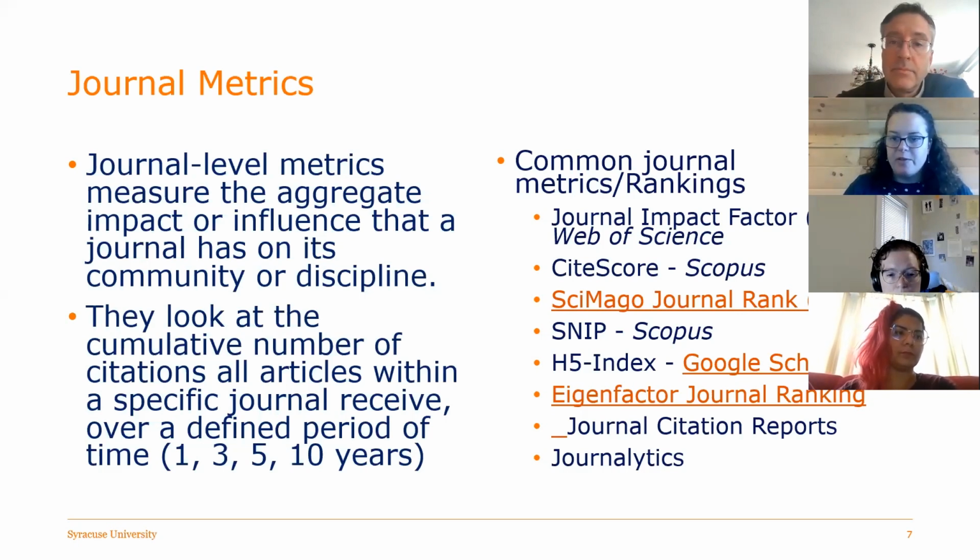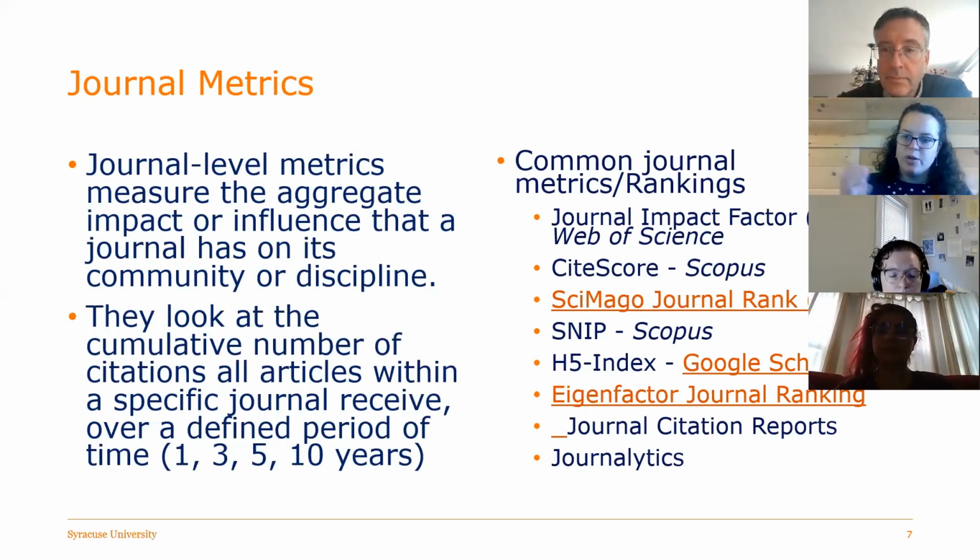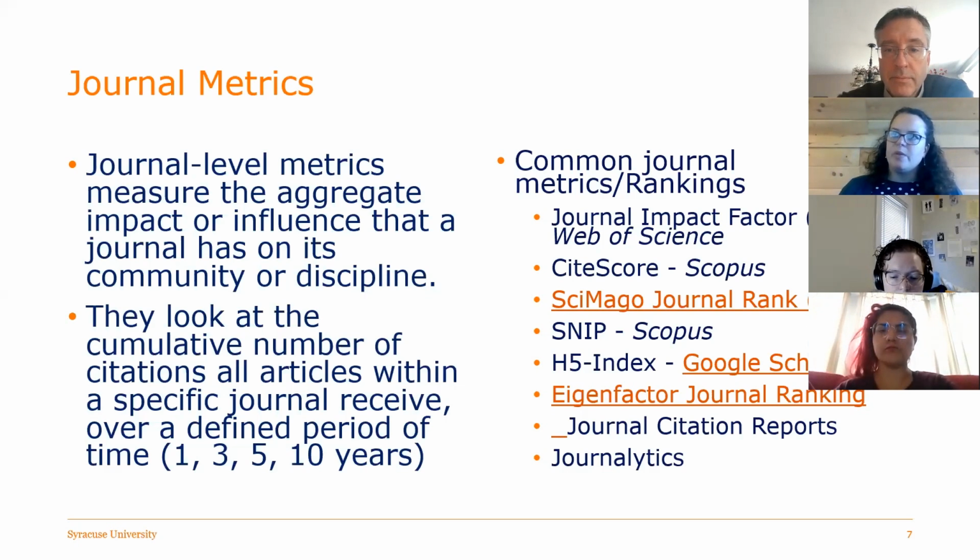There are also author level metrics. So the cumulative value of your publications. So how many times are your publications getting cited? And then there are also article level metrics, which are how many times those articles or book chapters are being cited. So right now we're focusing on the journal. And I'm just going to read the definition quick. But journal level metrics measure the aggregate impact or influence that a journal has on its discipline or community. So again, we're looking at basically the journal's reputation.